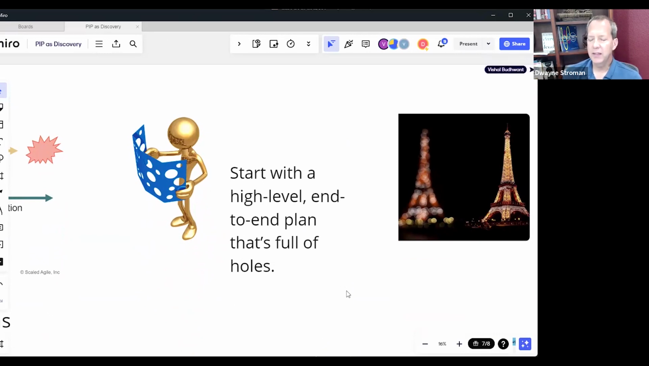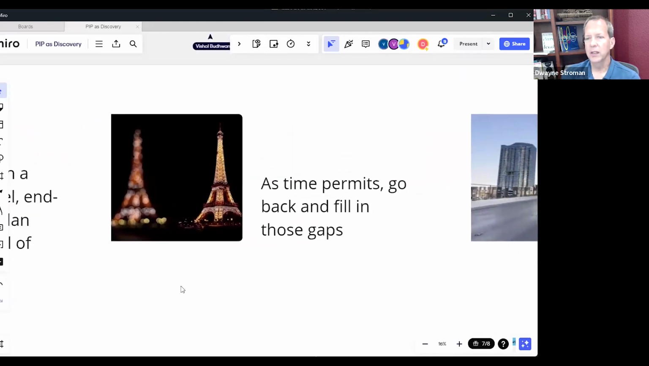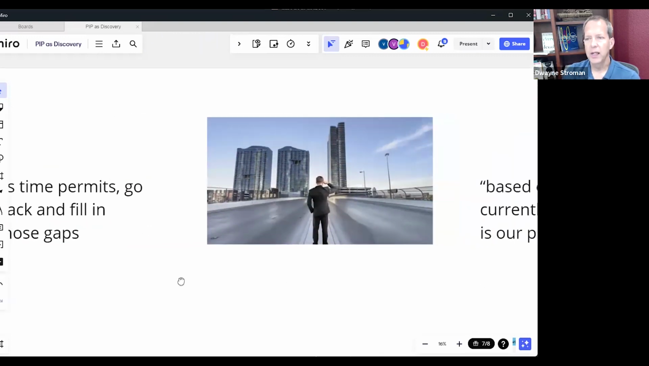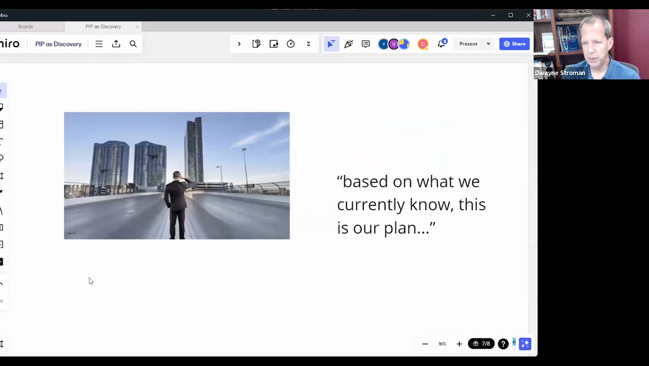But start with that high level end-to-end plan, and yes, it will have holes in it. Sometimes teams get concerned about that. It does take a little time for them to get used to it. But then as we move along, we can go back and fill in those gaps. We can answer some of those questions as we continue the conversations during the rest of the first breakout into the second breakout. Now, we end up with a plan.